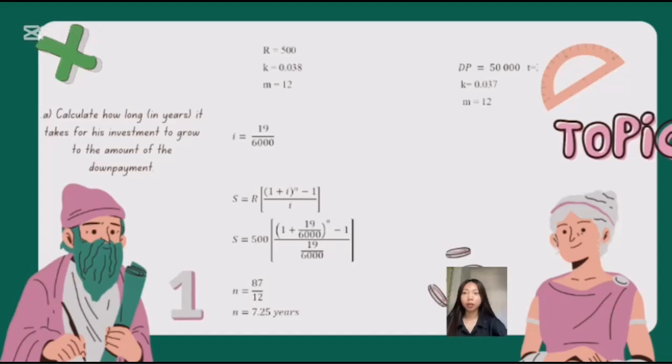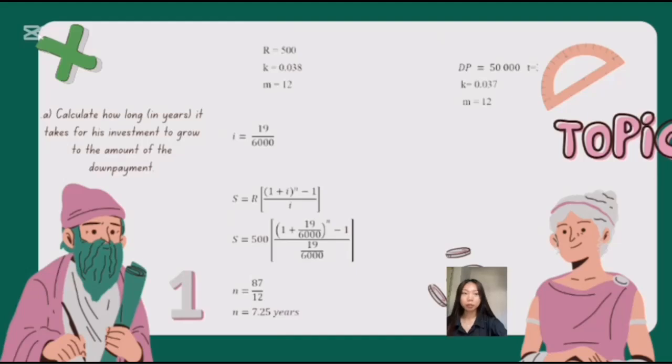Okay, this is question 2A. Calculate how long, in years, it takes for the investment to grow to the amount of this down payment. We will use a formula. The formula is as given. Here, S is your goal, 50,000, R is the monthly contribution, 500, I is the monthly interest rate, and N is the number of months we are solving for. Now, how do I find the monthly interest rate?